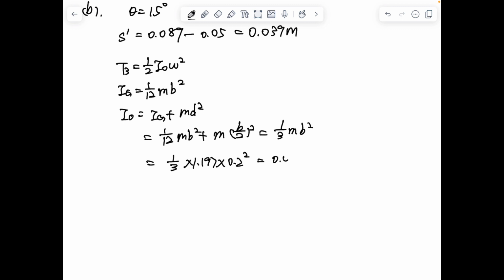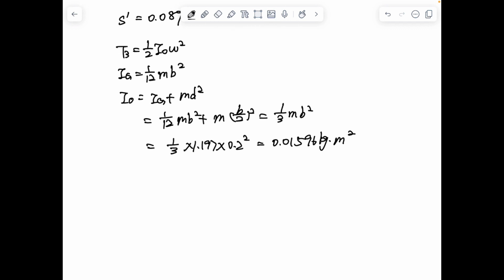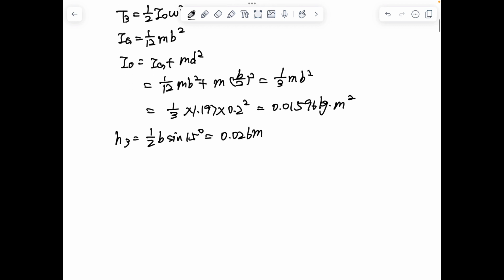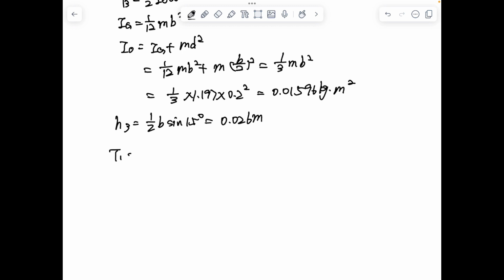This is equal to 0.01596 kilograms times meter squared. At this time, H3 will be 1 over 2 B sine 15 degrees. This is equal to 0.026 meter. Then T1 plus V1 is equal to T3 plus V3.